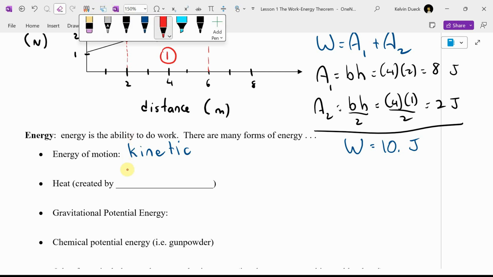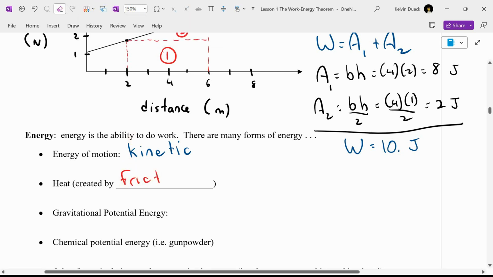Heat is a form of energy created by friction. In fact, heat is the work done by friction. It's another way to think about it. Gravitational potential energy contains 2 words. Potential, stored energy. Gravitational, because of changing an object in a gravitational field, or lifting an object.